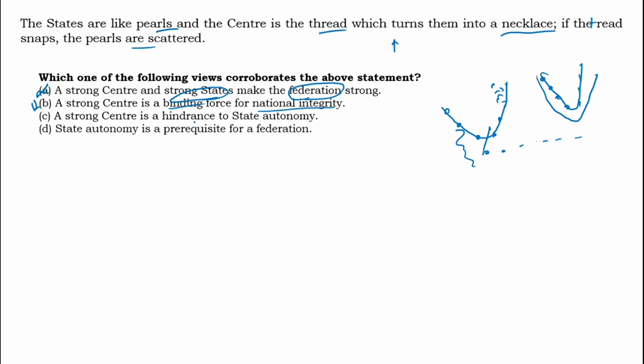A strong center is a hindrance to state autonomy. The passage tells about the strong center and not about the state's autonomy. So, this statement is also a wrong statement.